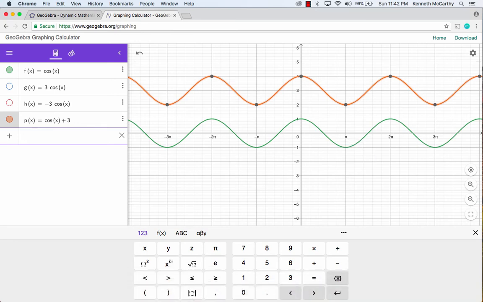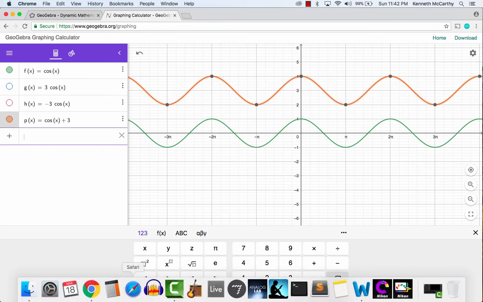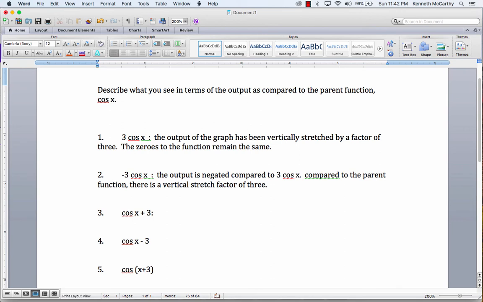So if here we are at pi as the input, we're down at -1 for the output right here. So I go 1, 2, 3. It still works. It works for all of them. These lines, you can't say really parallel, but they are the same. It's the same graph, but it's shifted up 3 units. Okay, so that's what we're going to put. The output is shifted up 3 units from the parent function.